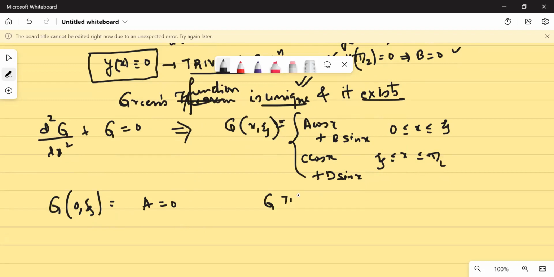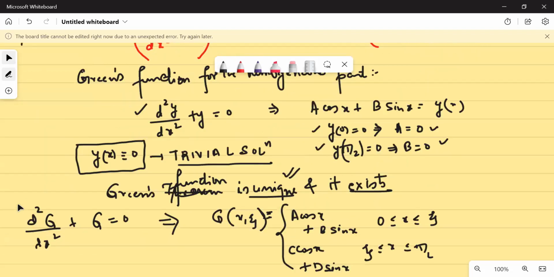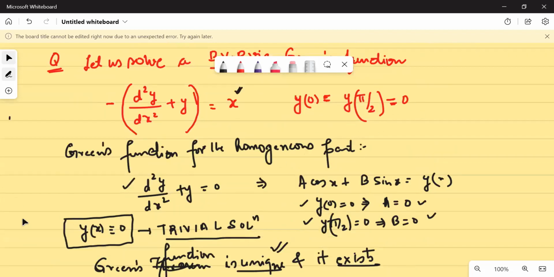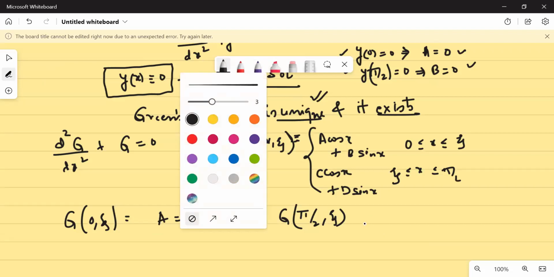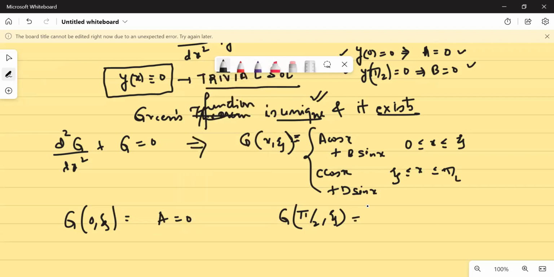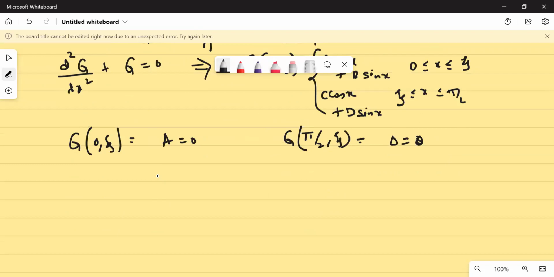And your g pi by 2 comma zeta, because here your conditions are from 0 to pi by 2. These conditions are given on 0 and pi by 2. So on the farther end, that is at pi by 2, you can expect that your d is 0. Because if you place pi by 2 here, cos pi by 2 is already 0, sin pi by 2 is 1, and overall if it's 0, it implies your d has to be 0. So your Green's function now gets modified, and you can express it in this form.